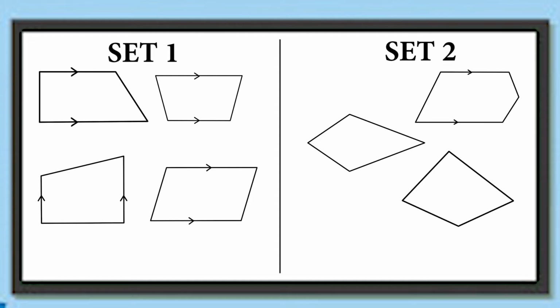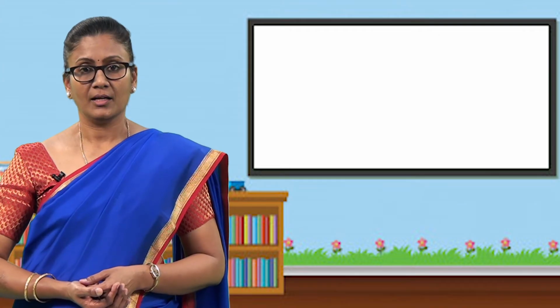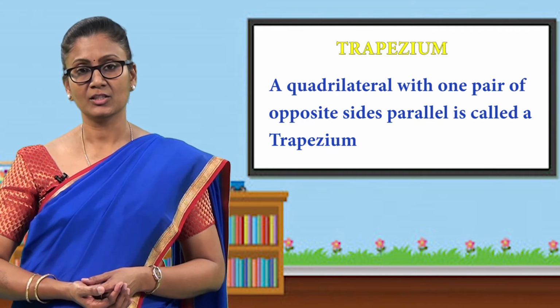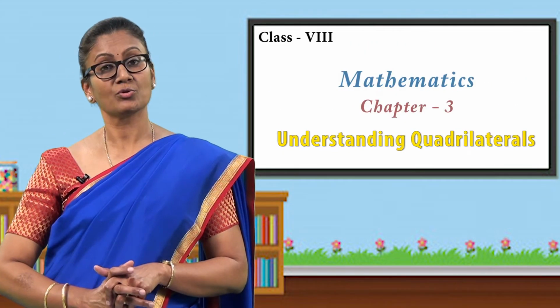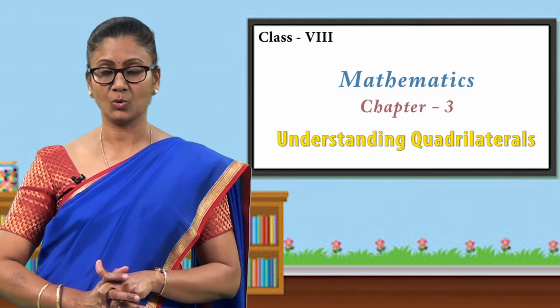A quadrilateral with one pair of opposite sides parallel is called a trapezium. Hence all the quadrilaterals in set 1 are trapeziums. But all the figures in set 2 are not trapeziums. A quadrilateral with one pair of opposite sides parallel is called a trapezium. Children, now I will take you through another variety of quadrilaterals. So come, let us go and discover them.